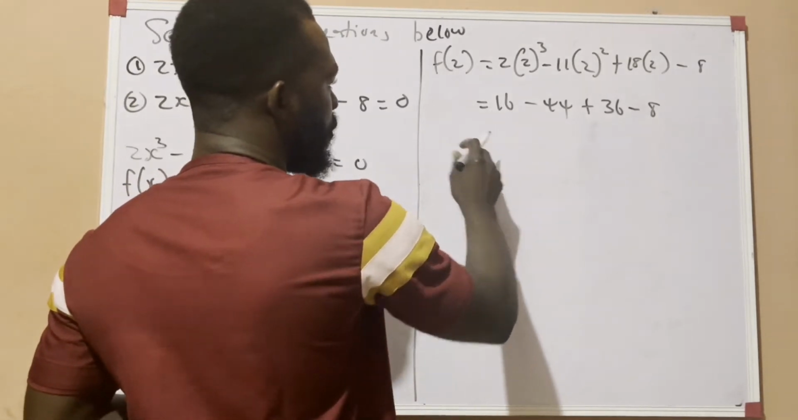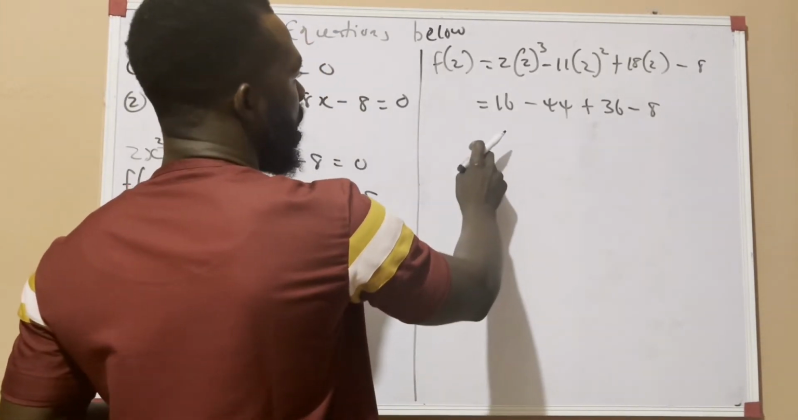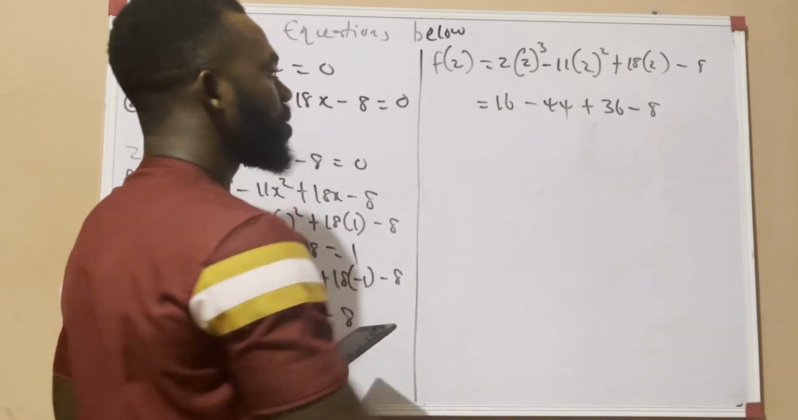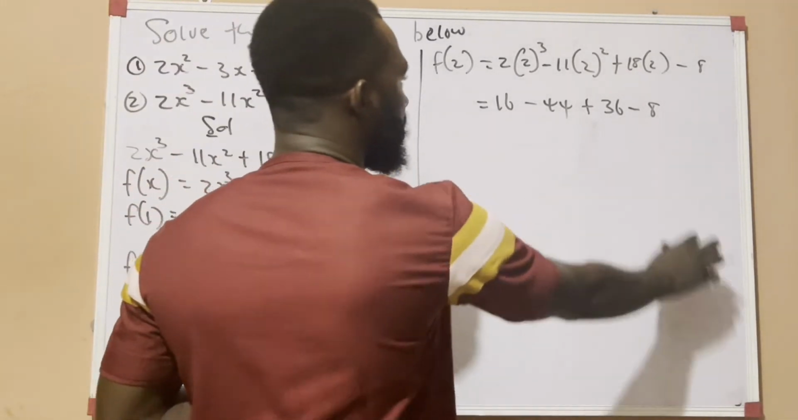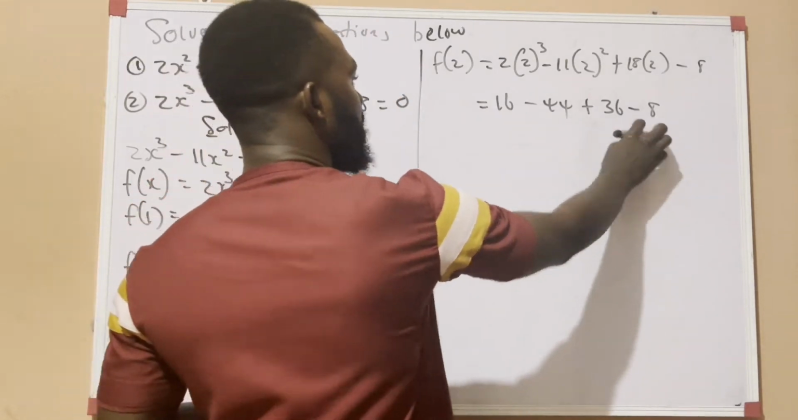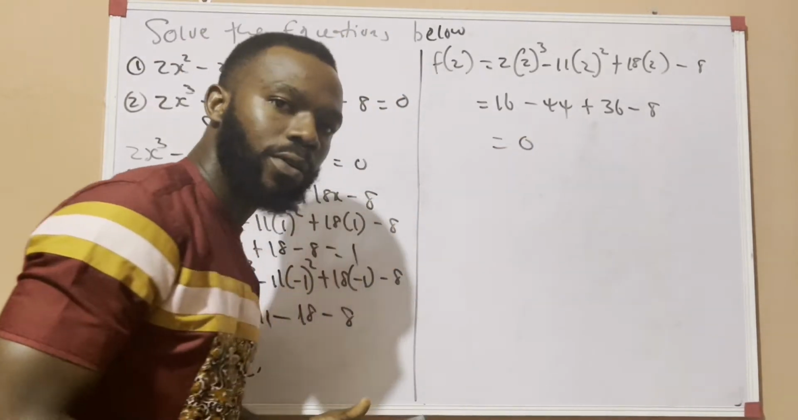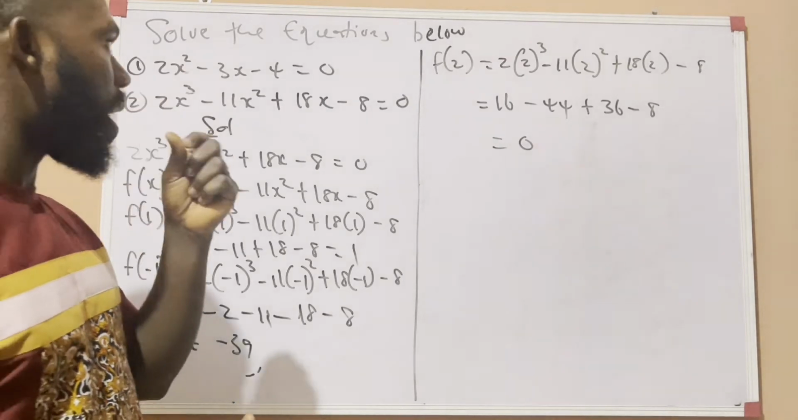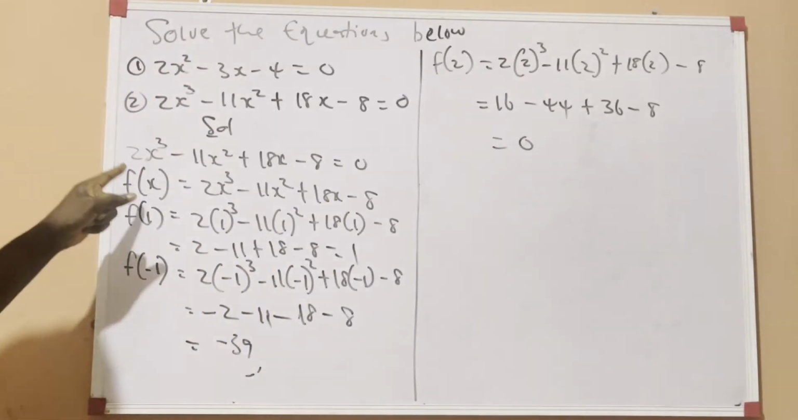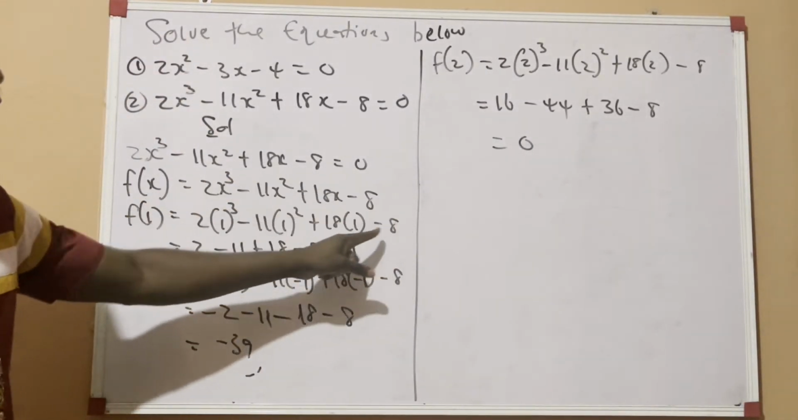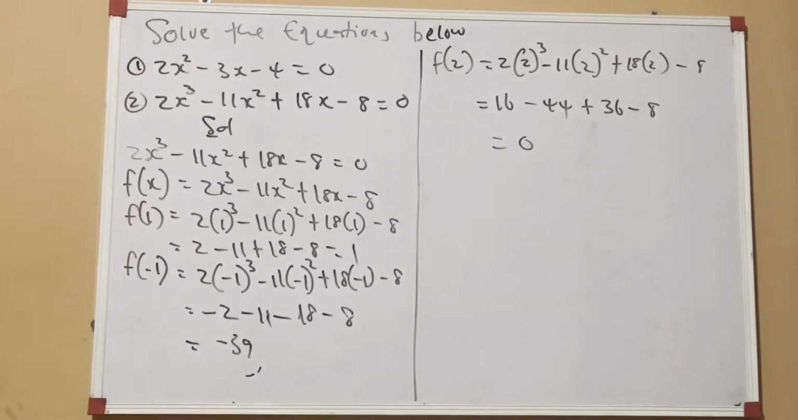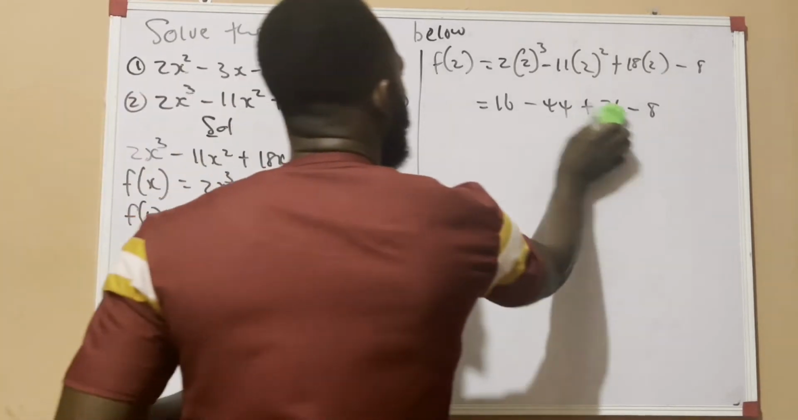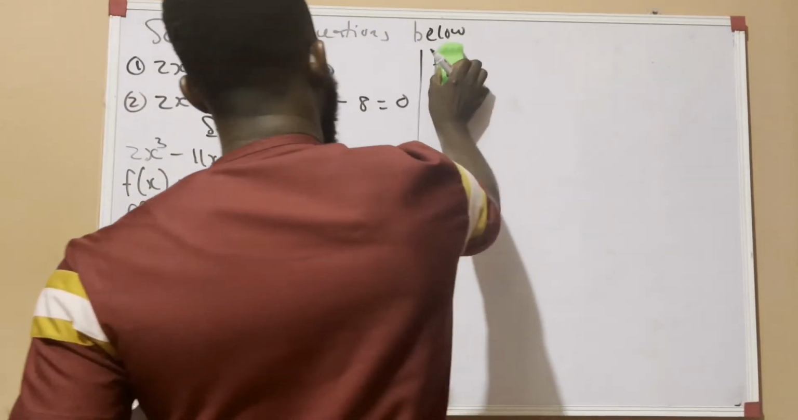Now, if you remove 44 from 16, we're going to get minus 28. And minus 28 plus 36 will give us 8. And 8 minus 8 will give us 0. Okay, finally we are able to get a value of x that will make this function equal to 0. So let's come again. We are now free to solve the maths.